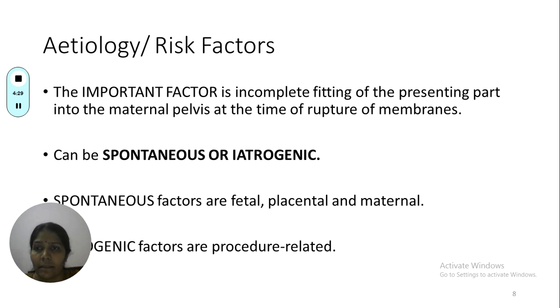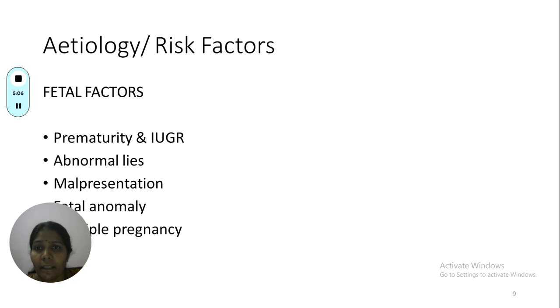So what are the risk factors? The important factor is incomplete fitting of the presenting part into the maternal pelvis at the time of rupture of membranes. This is the most important factor that will lead to cord prolapse, where the ball valve mechanism is disturbed. The presenting part is not correctly fitting into the maternal pelvis, leaving some space through which a cord can prolapse. This can be either spontaneous or iatrogenic. The spontaneous factors are fetal, placental and maternal, and iatrogenic factors are procedure related.